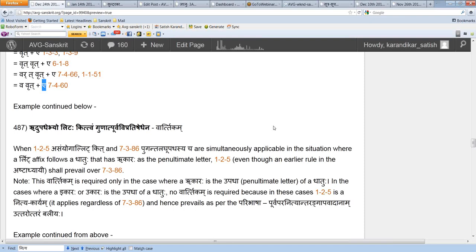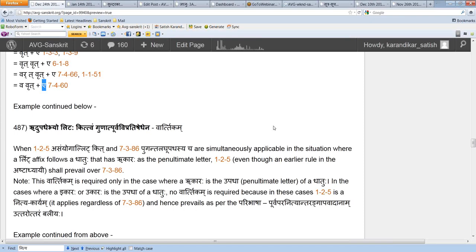What happens there? Let's say we apply puganta laghupatasya cha first. What will happen? We'll get the gunadesha, the rikara will become akara, and then uranraparaha immediately. So if we apply puganta laghupatasya first, we'll end up with vavarta a. Now when you have vavarta a, it's a sanyogantam angam. So 1 to 5, asanyogalit kita, cannot apply.